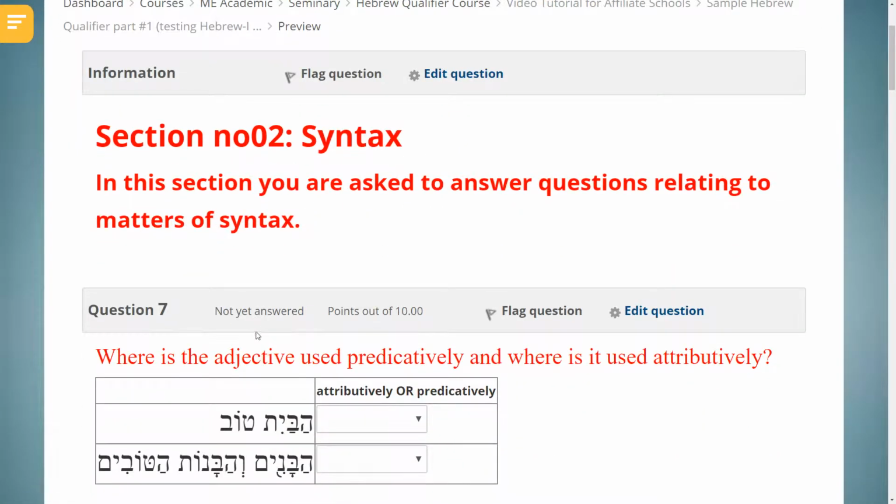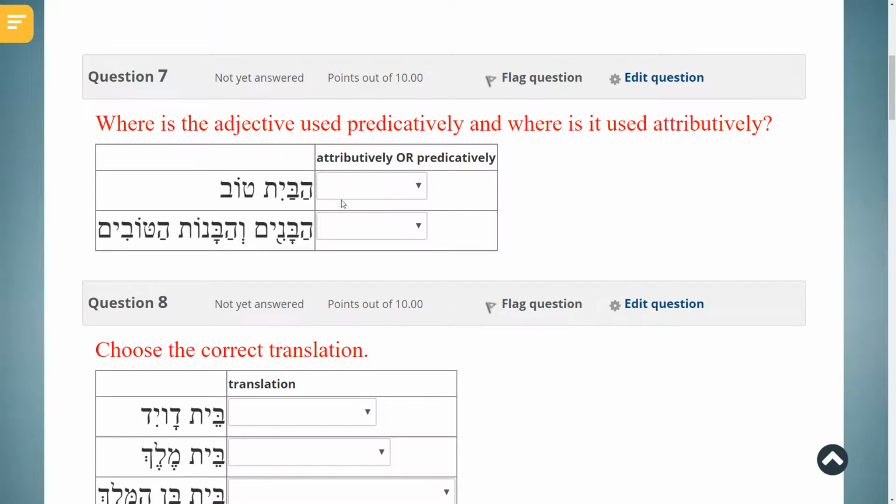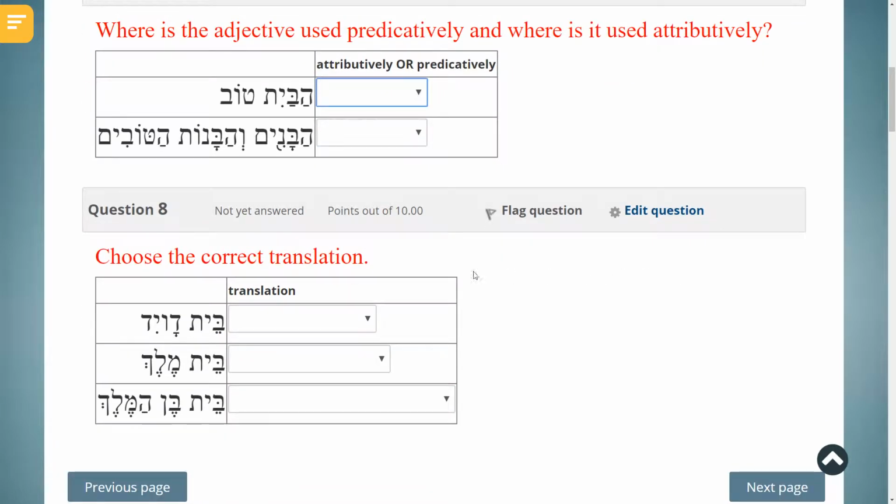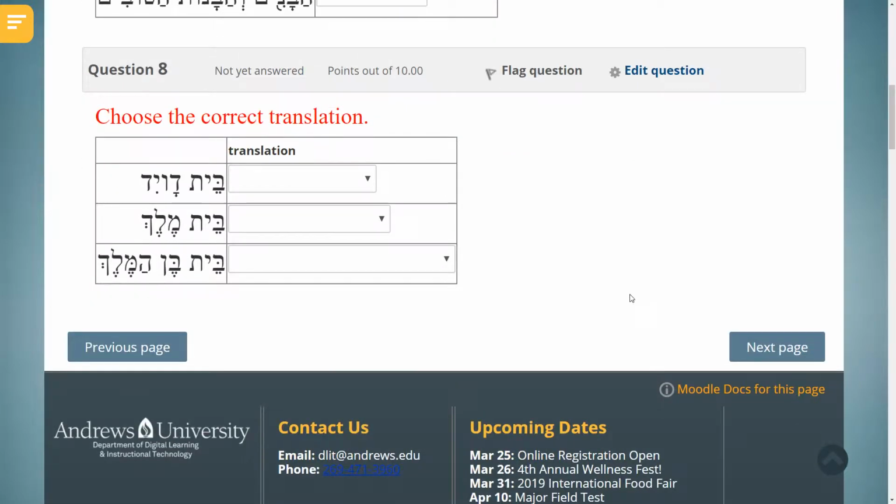In the second section, you're asked basic syntactical questions that you treated in your Hebrew 1 course. So question number 7: is the adjective used predicatively or is it used attributively? Well, in this case, you see they don't share definiteness, so this is predicative. The house is good. And some other phrases or clauses are presented to you where you have to identify the adjective and how the adjective functions.